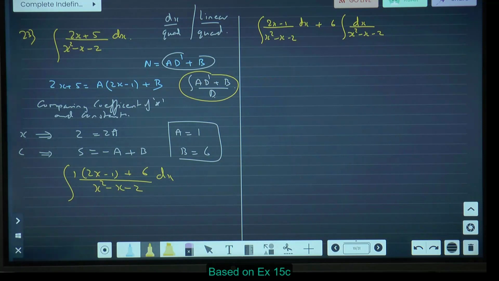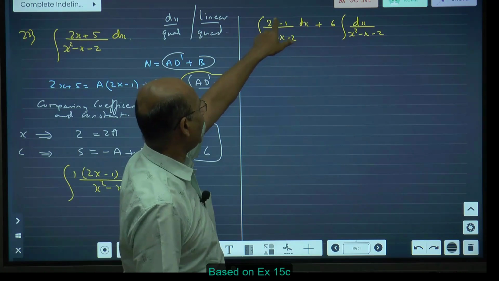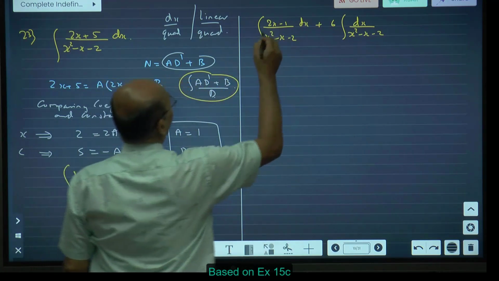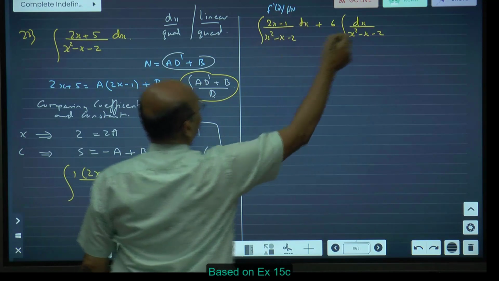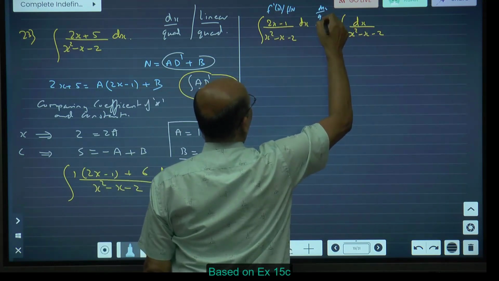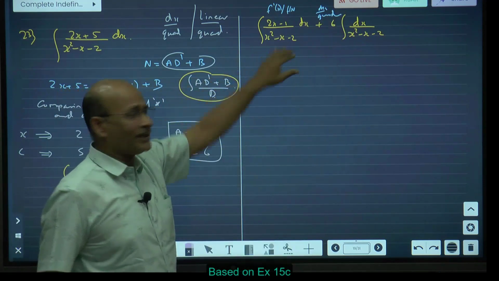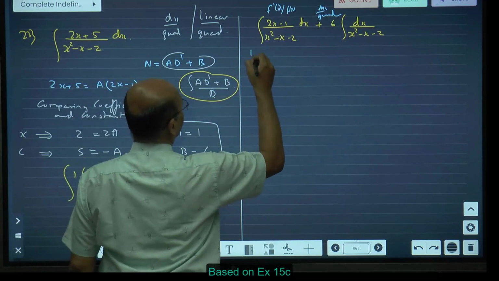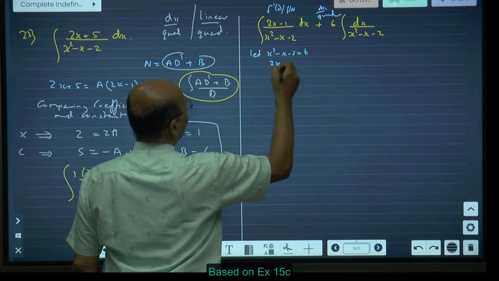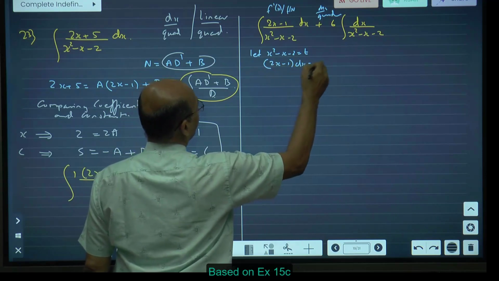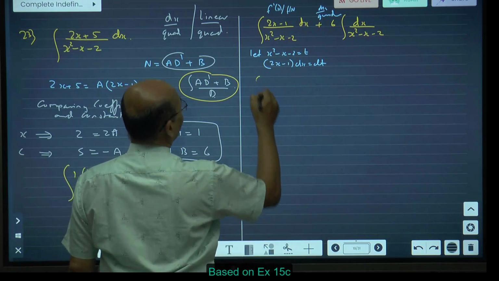Now look at the two integrands, children. The first is the derivative of the denominator, f dash x upon f x form. The second is dx upon quadratic, so you can deal with this very easily. This we had seen in core methods. So I will say let x square minus x minus 2 be t. So (2x minus 1) dx is equal to dt. So this got replaced here.